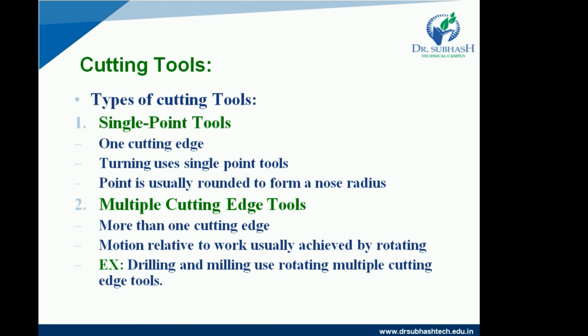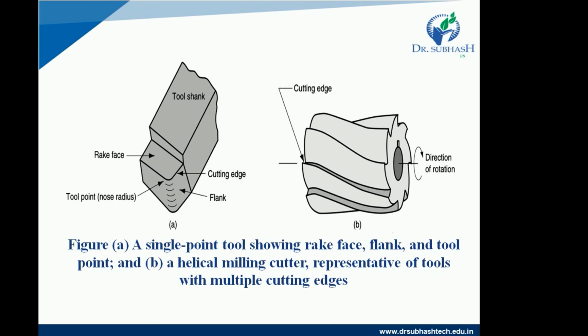Multi-point cutting tool, more than one cutting edge, motion relative to the work usually achieved by rotating, because more than one cutting edge we have to use to cut the metal or material, or to remove some metal or material from the workpiece. It is called multi-point cutting tool. Example we can give: drill bit, milling cutter. These are all types of rotating multi-point cutting tools. We have to rotate it because we have to use more than one cutting edge to cut the material from the workpiece. That's why you can see the figure of single point and multi-point cutting tool. Different types of cutting tool: single point and multi-point cutting.